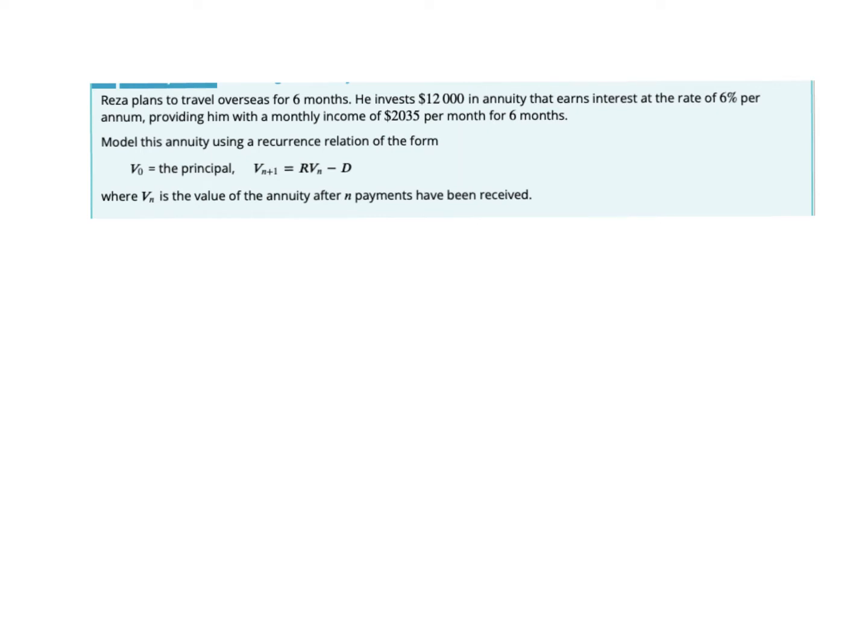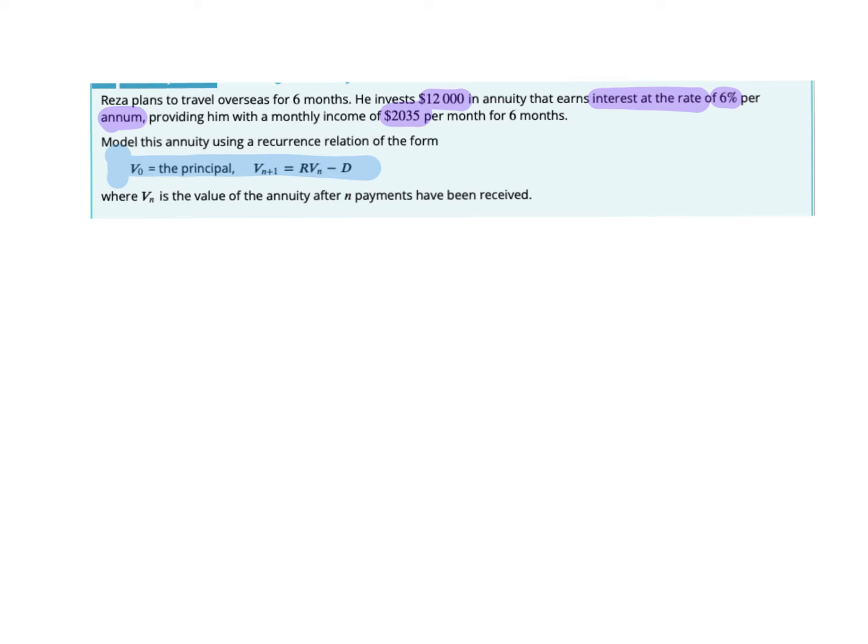Okay, with this one, it says Reza plans to travel overseas for 6 months. He invests $12,000 in an annuity that earns an interest rate of 6% per annum, compounding, providing him with a monthly income of $2,035 each month for the 6 months. Model this annuity using the recurrence relation form. They want us to set this up in this format, and we would have that on our summary sheet. Sometimes they might be nice and give it to you there.